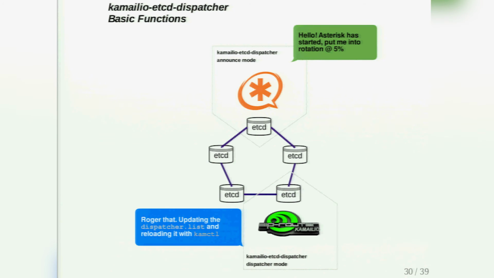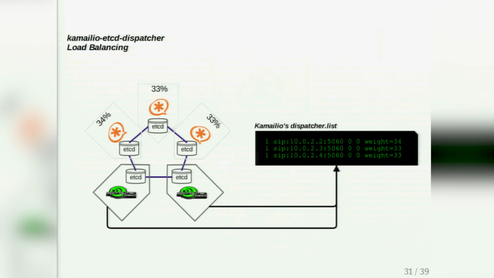It does that using Cometelio's dispatcher. So it updates the Cometelio dispatcher list, and then it uses Cometelio control, KMCTL, in order to reload the Cometelio config. And so that's the general gist of what it would look like. It knows the IPs, it knows the weights, and it gets that all set for you. And it can run in multiple places so that those dispatcher lists are always the same across redundant instances.